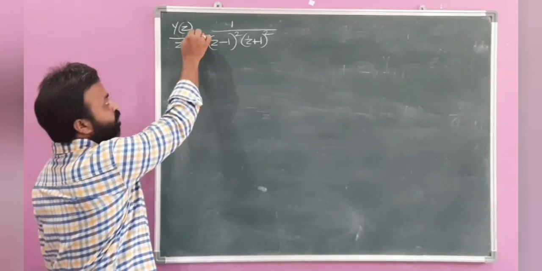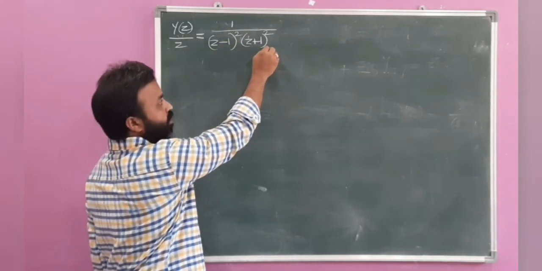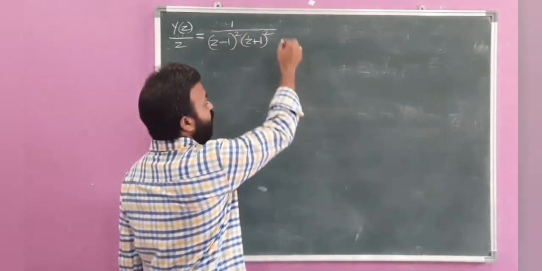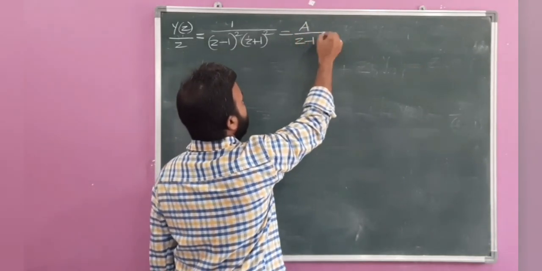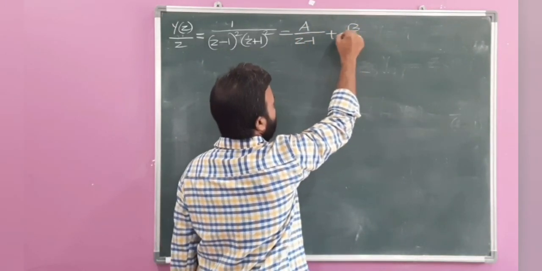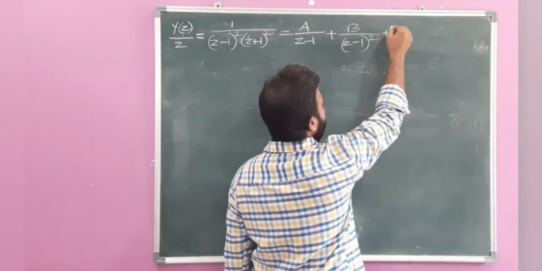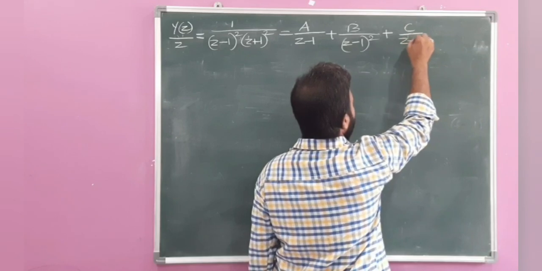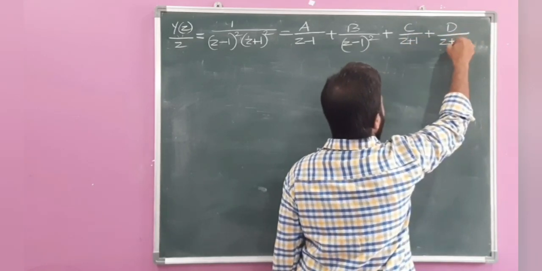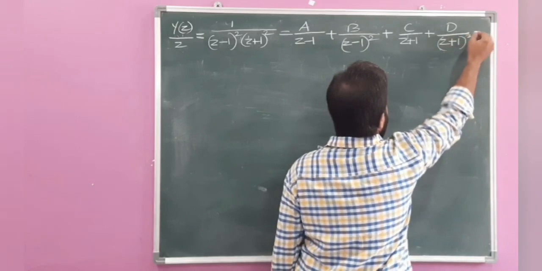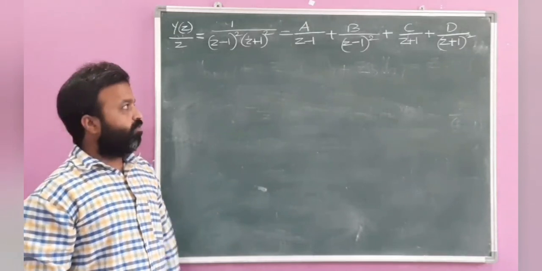So we have y of z by z equal to 1 by z minus 1 whole square into z plus 1 whole square. By resolving it into partial fractions, write a by z minus 1 plus b by z minus 1 whole square plus c by z plus 1 plus d by z plus 1 whole square. So we resolve it into partial fractions. Then we will find out a, b, c, d values.